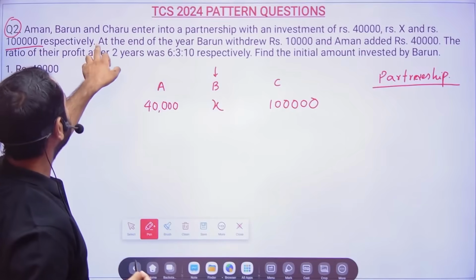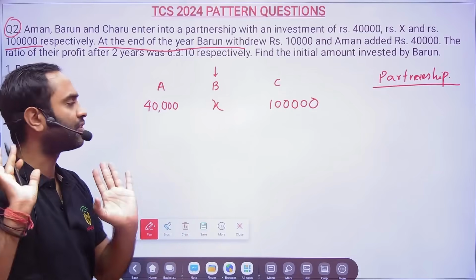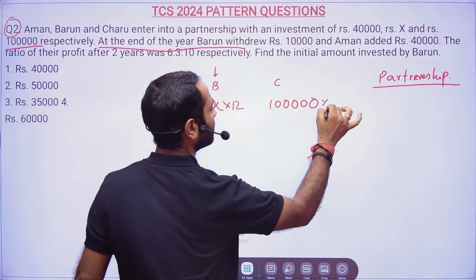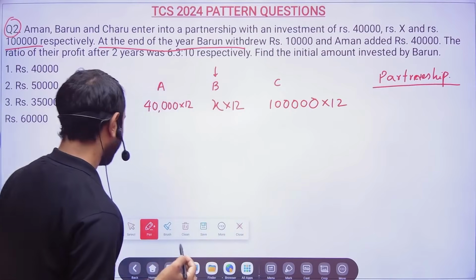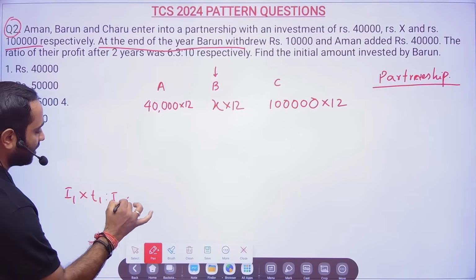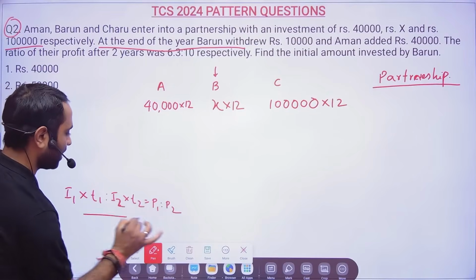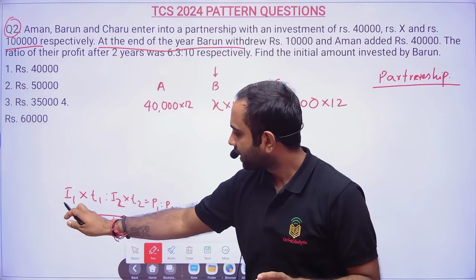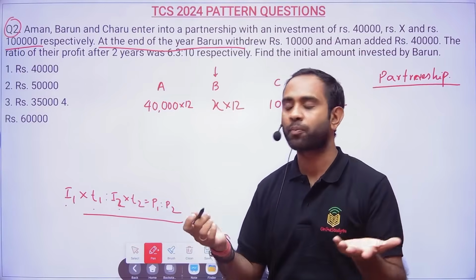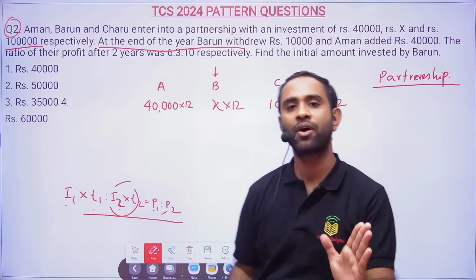Now, what they are telling is that at the end of the year, that means till 1 year, there is no change. Till 1 year, this is the investment. See, I will tell you what basically happens: your investment into time will be nothing but your profit ratio. This is a concept you have to keep in mind. It's very simple. If you invest 1 lakh for 1 year, and somebody invests 2 lakhs for 1 year, who will get more profit? This guy, right?